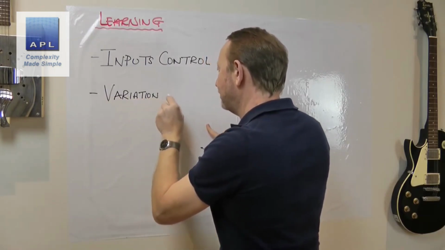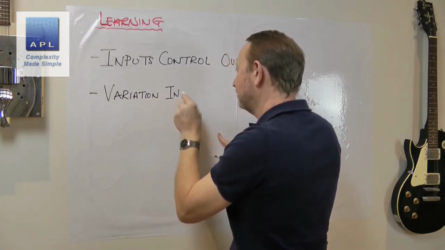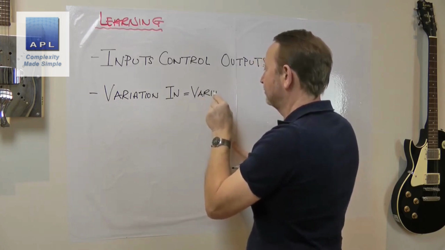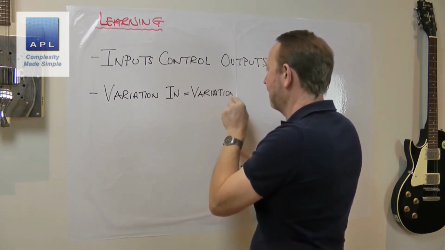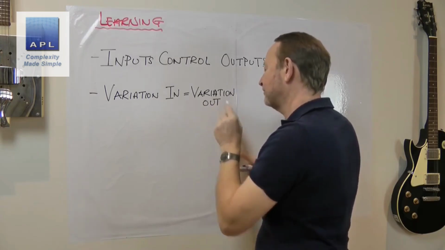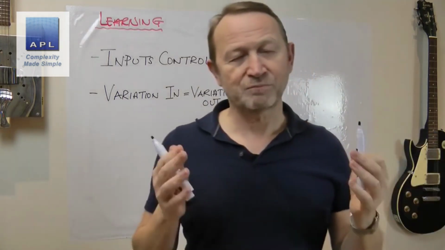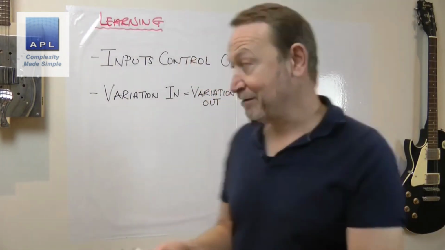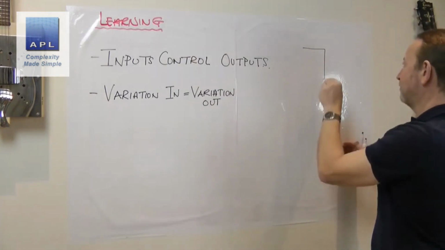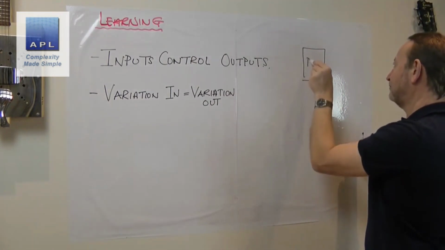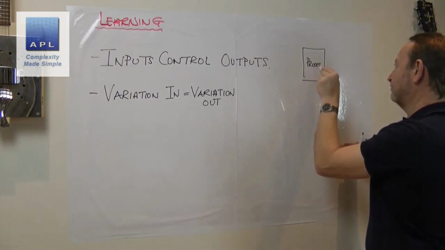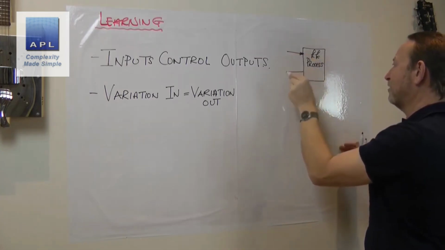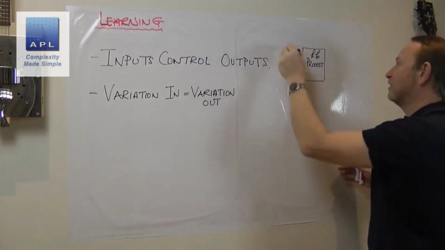The variation in equals variation out. You cannot buy variability off with more variability. So if you have a piece of equipment, you have your process here, your money-making process. You have input 1, you have input 2, and you decide.